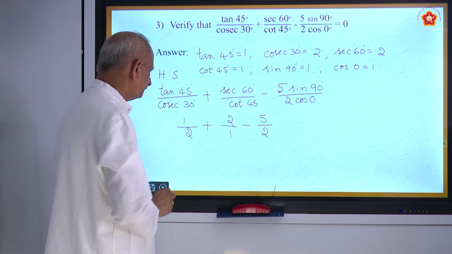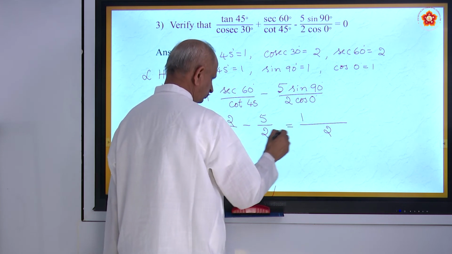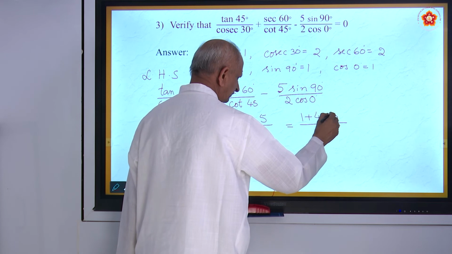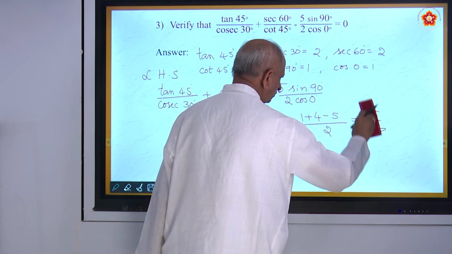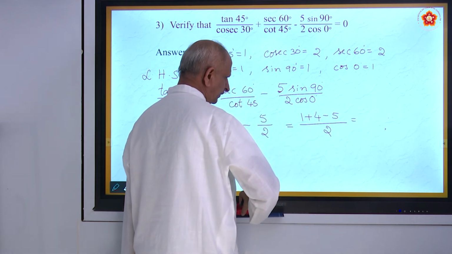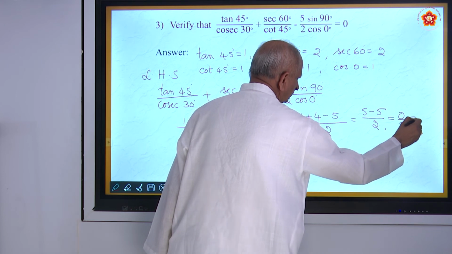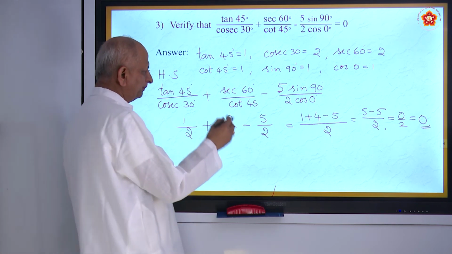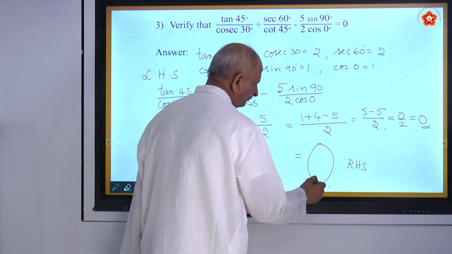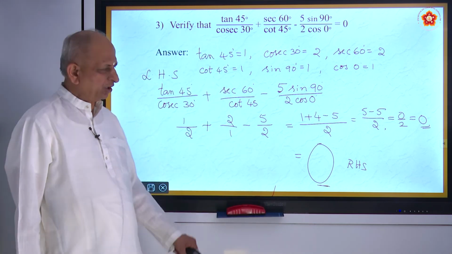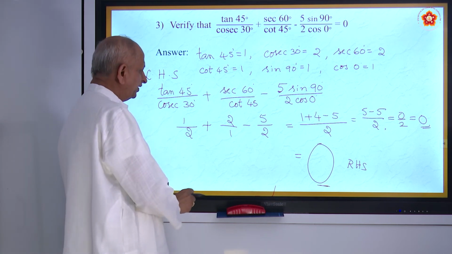So you have, if you take LCM, it is 2. 2 ones are 2, 2 twos are 4, minus 5. So 5 minus 5 is 0 by 2. That is equal to 0. So that is what you have to prove. The answer also will be 0. That is right hand side. Such a big question comes to a very short answer in the end. Is it not? Taken down? Very nice. Shall we pass on to the next one?